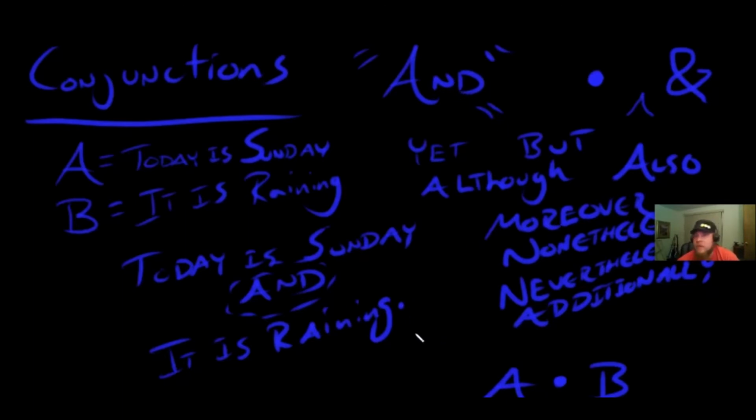Some of them sound clumsier in English than others. So I could say today is Sunday, yet it is raining. How would I represent that? Same thing, A dot B. Today is Sunday, but it is raining. A dot B, same thing. Today is Sunday, although it's raining. A dot B. Today is Sunday, also it's raining. A dot B. Today is Sunday, moreover, it is raining. Today is Sunday, nevertheless, it's raining, and so on with these others.